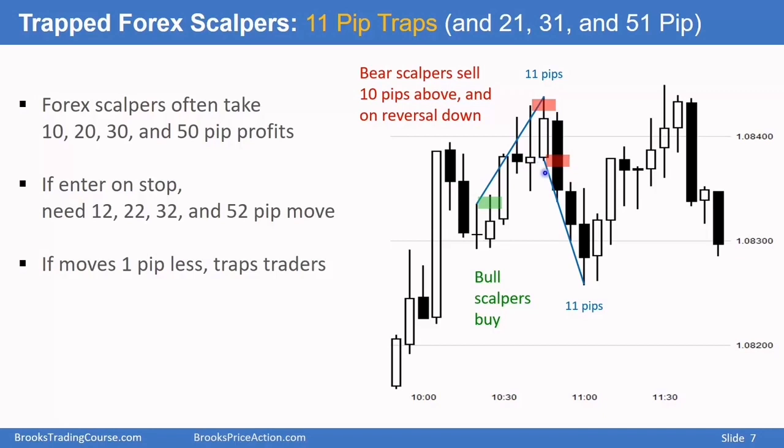They sell 1 pip below the bar. It has to fall 10 more pips to hit their limit order. And for that limit order to be filled, it usually has to fall 1 more pip. So the market usually has to fall 12 pips for the bears to make 10 pips. If it starts to turn up before 12 pips, it's an 11 pip trap. That means the bears who sold are trapped. It hit 11 pips. Most of them did not get their 10 pips profit, and it reverses up. At some point, those bears give up.